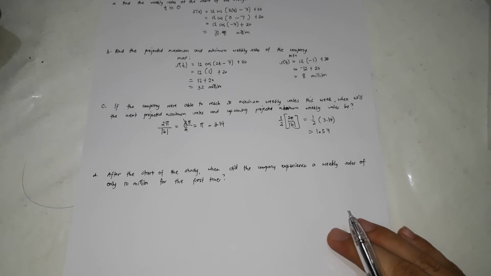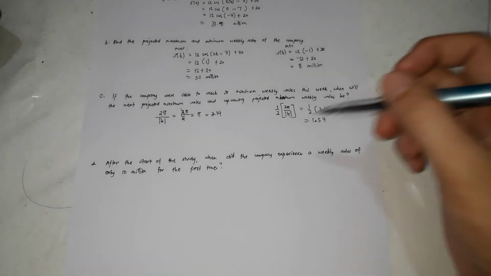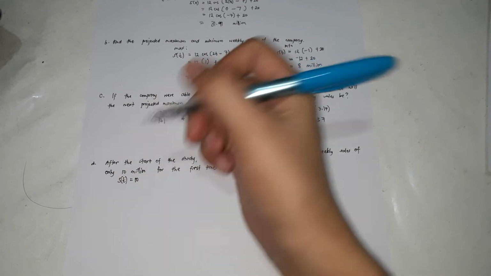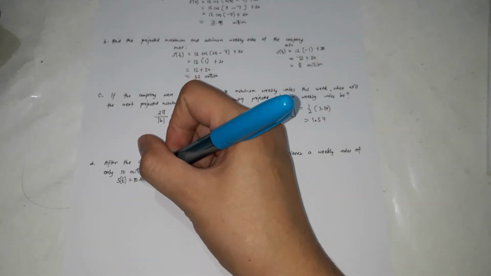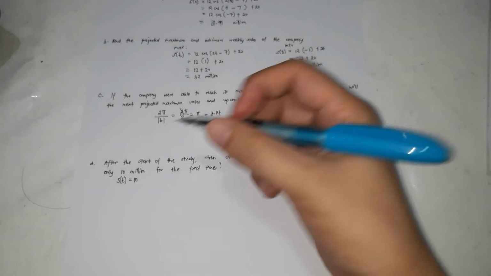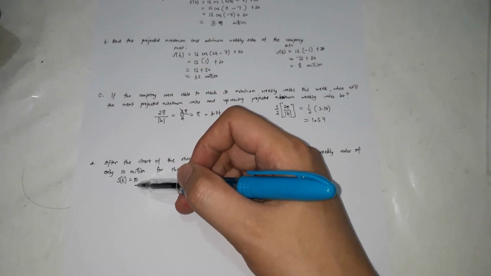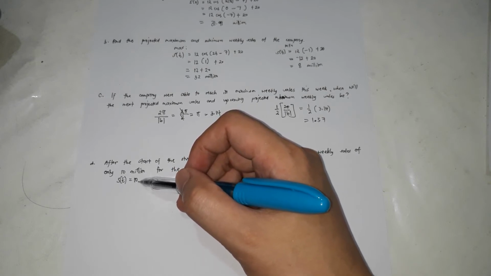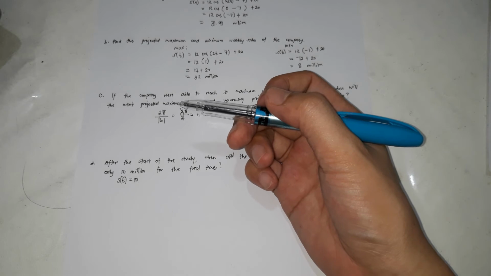Sorry. Letter D, after the start of the study, when did the company experience a weekly sale of only 10 million for the first time? So only 10 million for the first time. What we're going to do, it's given in here that the sale would be 10 million, which is S of t is 10 because S of t is in million. So we're just going to write 10 as the value of S of t.